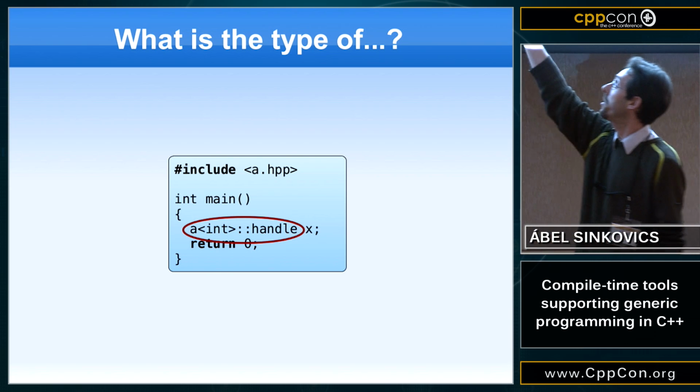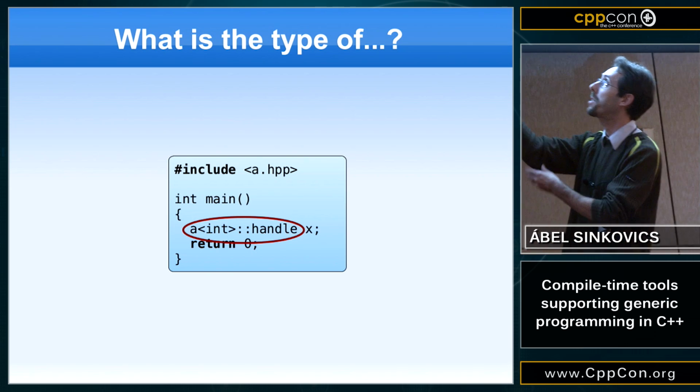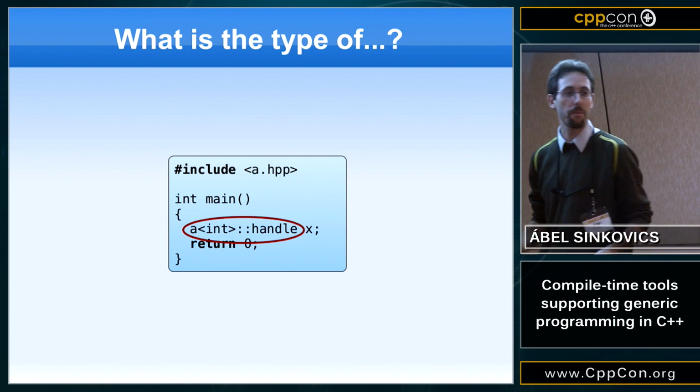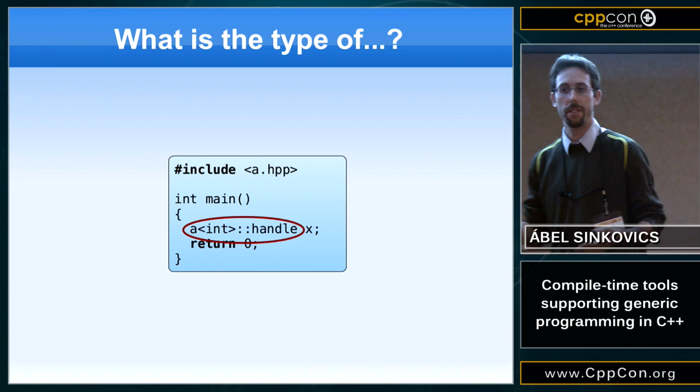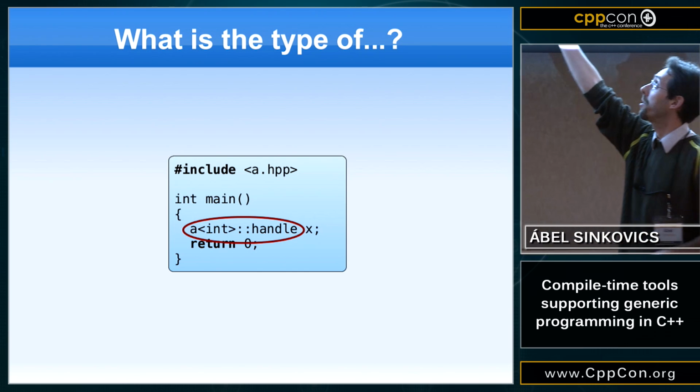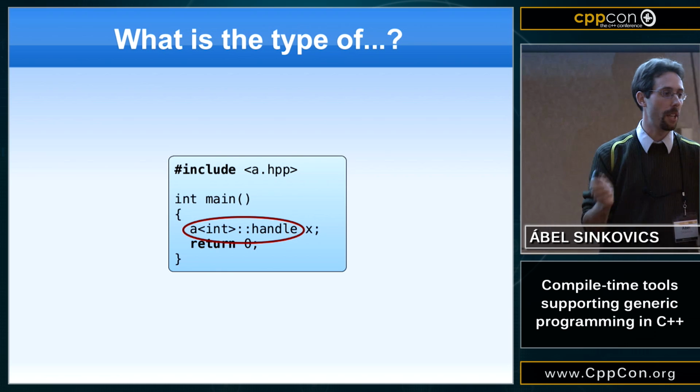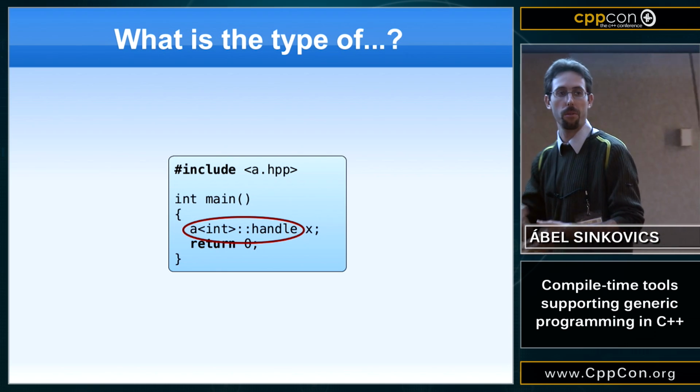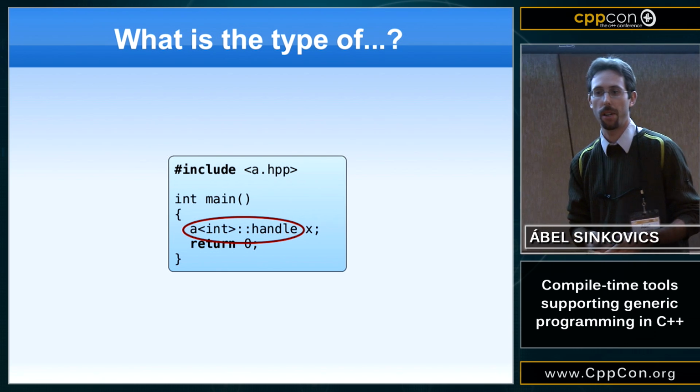You can see that here is a template class A. You instantiate it with int, and it has some sort of a nested type called handle. What is that handle? In real code, this A could be a type trait, or it could be a container whose value type you want to figure out, or something like that.